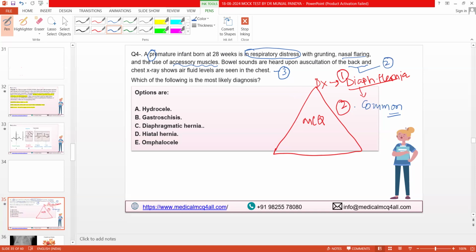Third, how do you treat this patient? You diagnose one patient as a diaphragmatic hernia. How are you going to treat this patient? First, I think we should put an NG tube. Then we have to do surgical correction. Surgical correction. What is the name of the surgery?